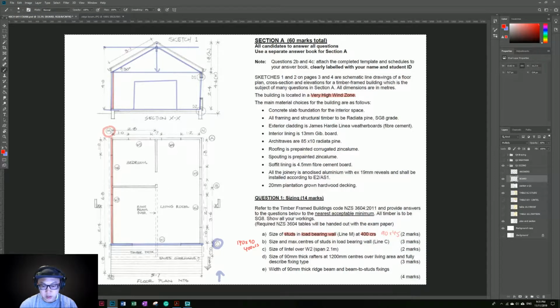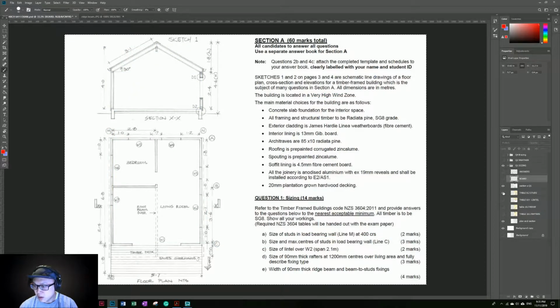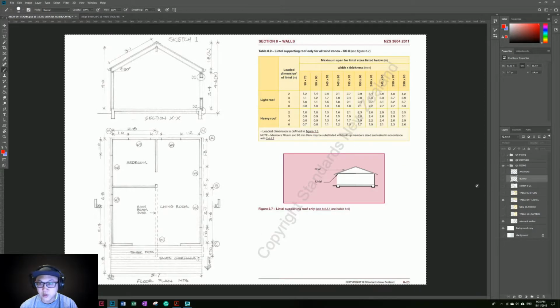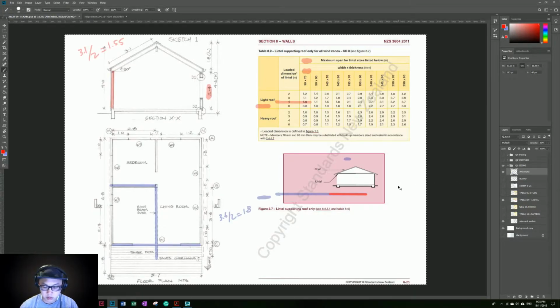And now we need to size the lintel over window 2. Window 2 is this one here. So that's the window, and the length of that window is 2.1. That's important. And where is the lintel? So that's the lintel. Just delete this. So that's the lintel table.